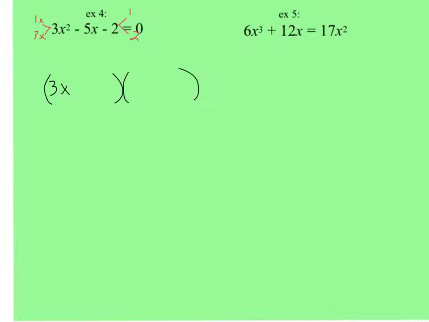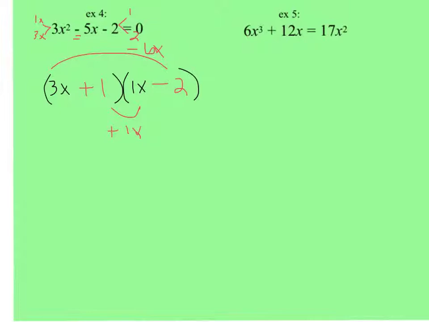I'm going to go ahead and place the 3x and the 1x and test out the 1 and the 2. Let's start by putting the 1 here and the 2 here. If I were to do that, the outsides would be 6x and the insides would be 1x. I know I need to create a negative 5x, so that would have to be negative 6x and positive 1x. And so that would make this negative positive.